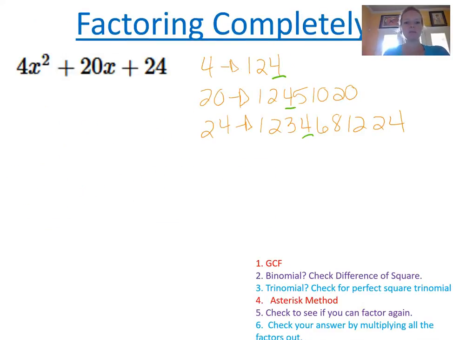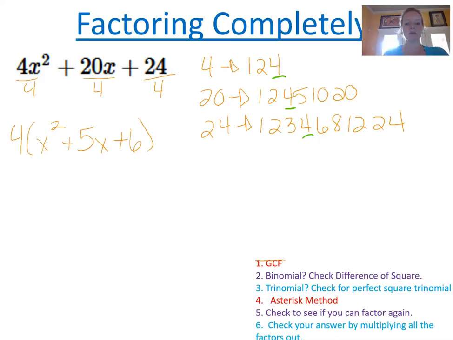The second one. Once again, find your factors. And we see the largest one is 4. So we take out a 4. Divide each one by 4. The variables, not all of them have a variable, so we're only taking out a 4. X squared plus 5x plus 6.